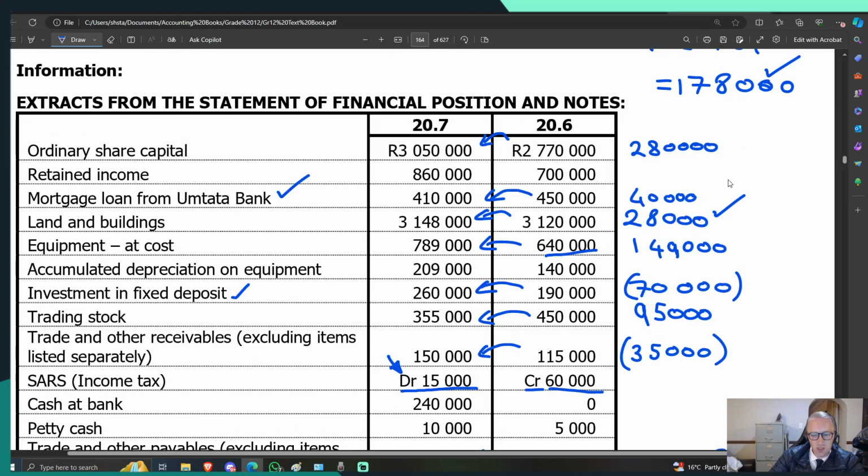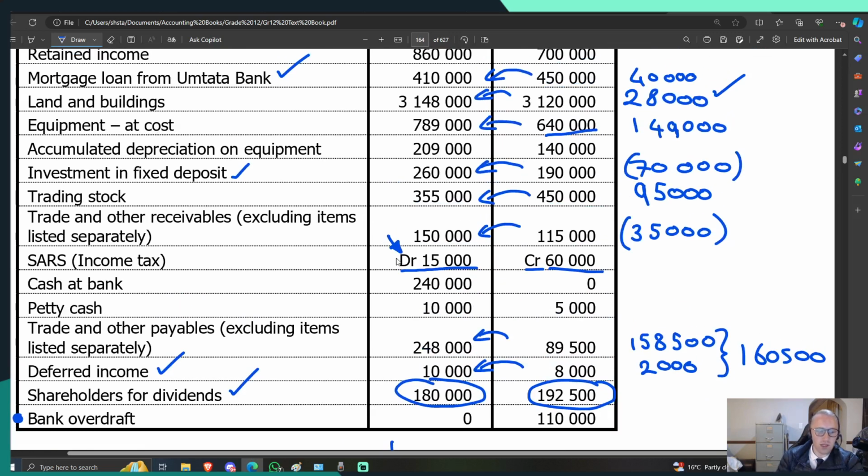And let's look at our cash and cash equivalents. In our information, we know that the bank amount changed from negative 110,000 rand to positive 0. No. This is our bank overdraft figure, which means we went from minus 110,000 to 0, and then from 0 up to 240,000. See, cash at bank. So we had a total change of 350,000 rand.